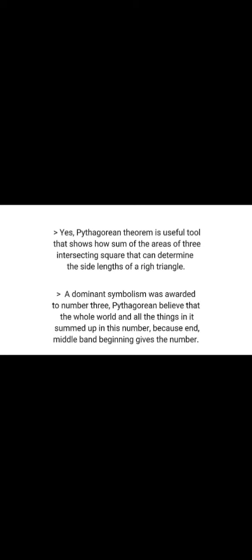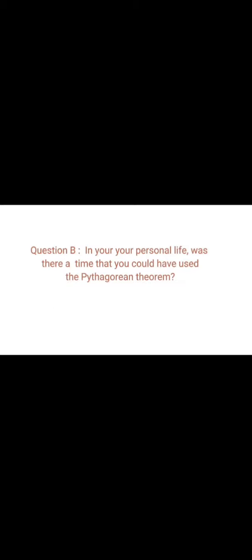A dominant symbolism was awarded to the number 3. Pythagoreans believed that the whole world and all things in it are summed up with this number, because end, middle, and beginning give the number.